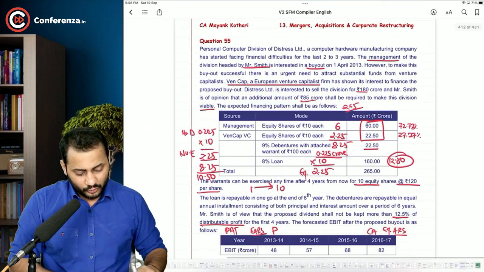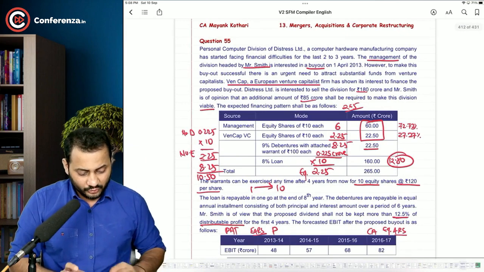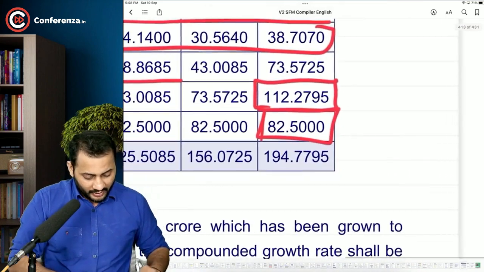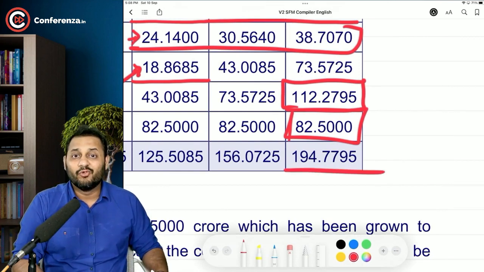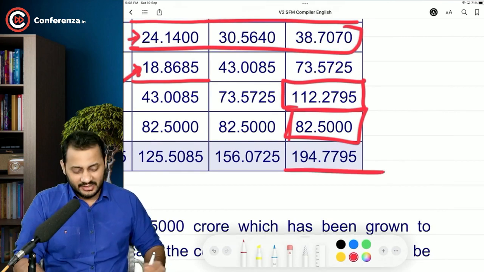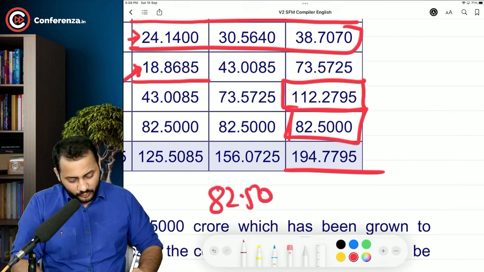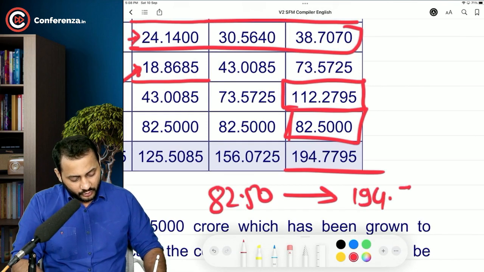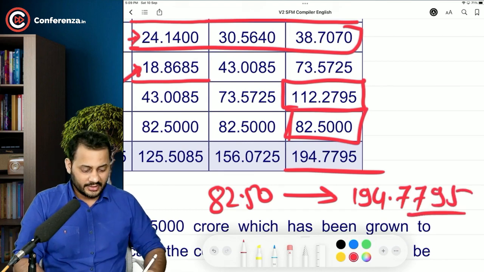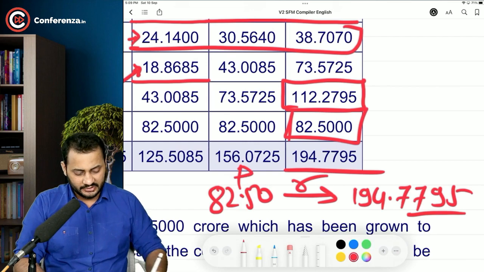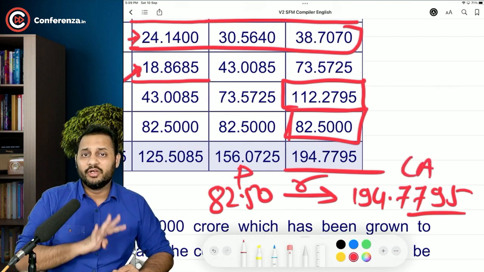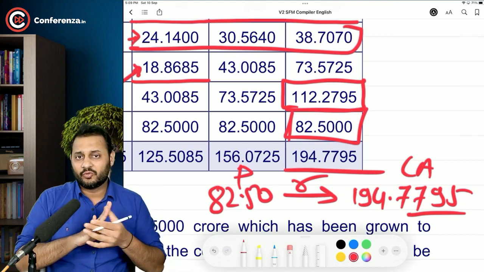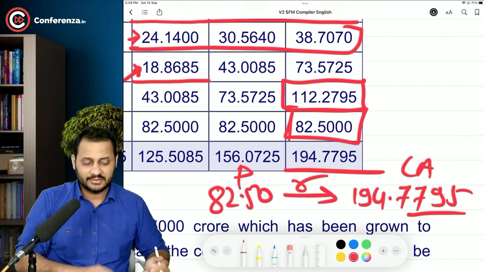So we started the entire business with this much of the share capital. This 82.50 crore at 0th point has grown to 194.7795 in 4 years. That's what we want to calculate: what is the rate at which 82.50 crore grows to 194.7795 crore in 4 years. Calculate the rate in between. This will be your principal, this will be your compound amount. The good part is it is for 4 years. So if you type the square root button twice, you will get the answer.